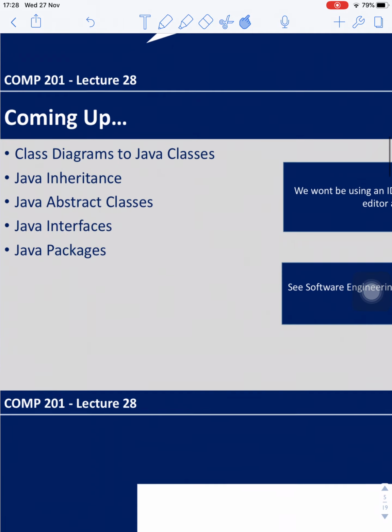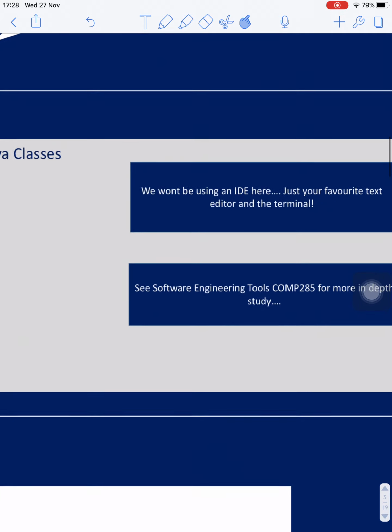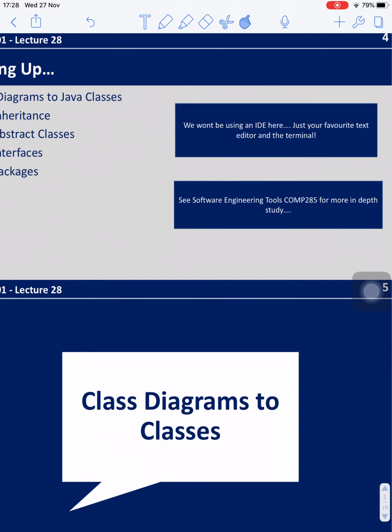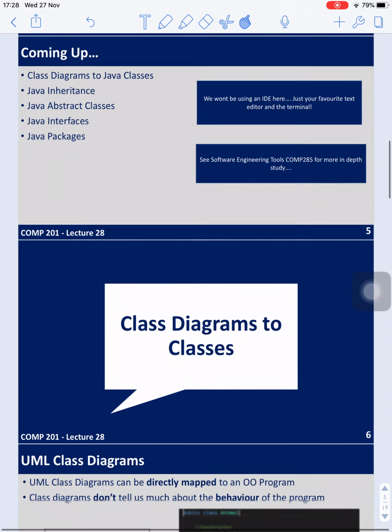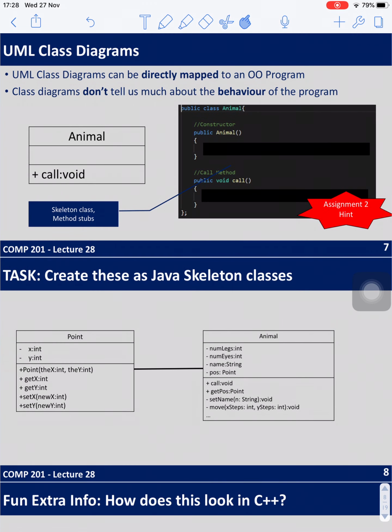And coming up, we are going to take the class diagrams to the Java classes, Java inheritance, Java abstract class, Java interfaces, and Java packages. And in terms of COMP 285, more advanced study will be covered. And the UML class diagram can be directly mapped to the object-oriented program. And the class won't tell us about the behavior, but tells us about the structure.